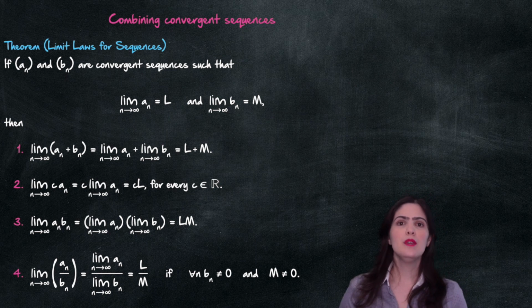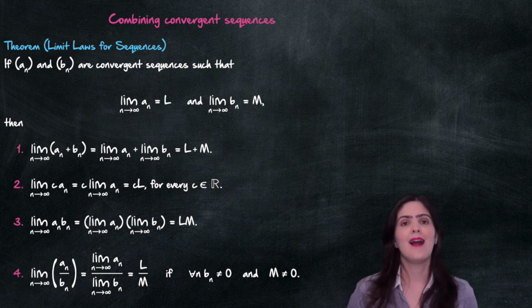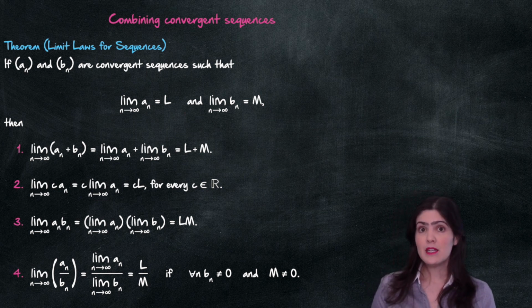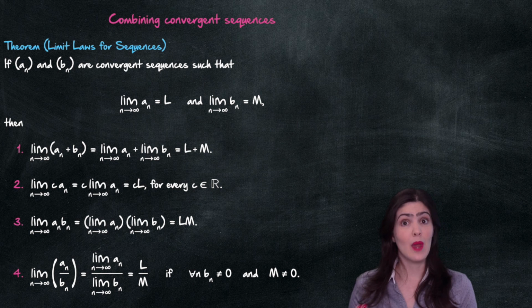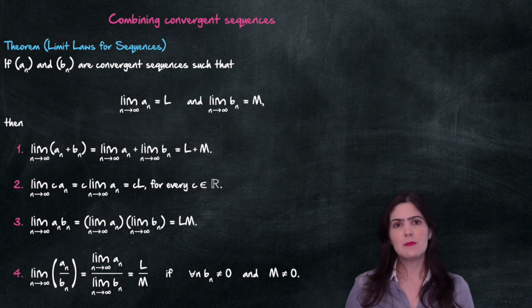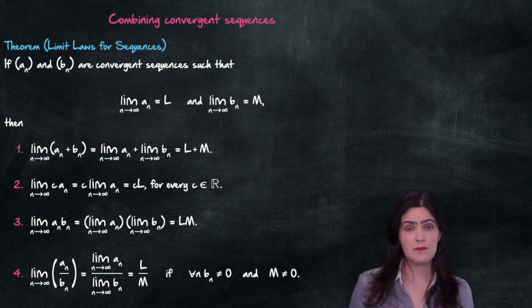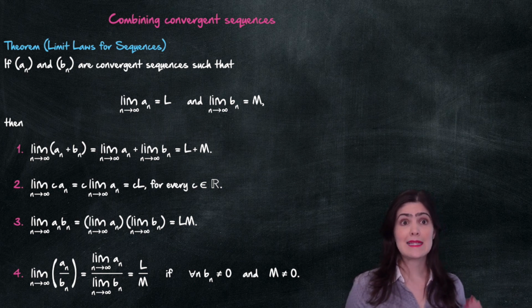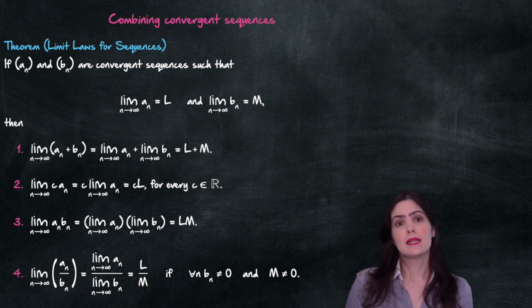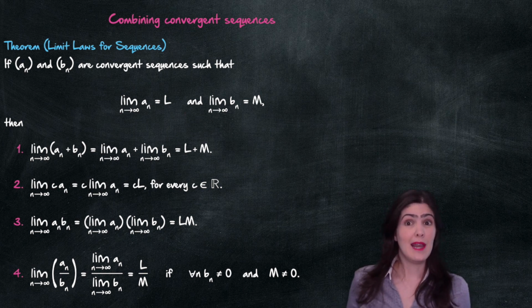Okay, so this theorem tells me that if I have two convergent sequences, a_n and b_n, and I know that a_n converges to L and that b_n converges to M, then the limit of a_n plus b_n is equal to L plus M. That is, the limit of the sum is the sum of the limits. It also tells me that if I pick any real number c, and I consider the sequence whose terms are c times a_n, this sequence converges to c times L. Point number 3 is telling us that the limit of the product is the product of the limits.